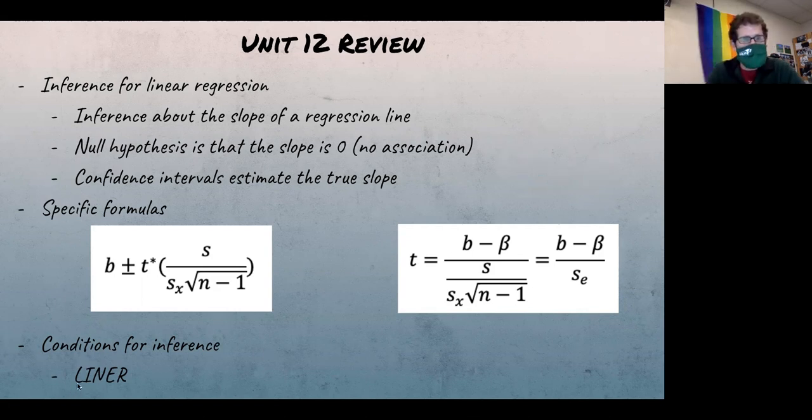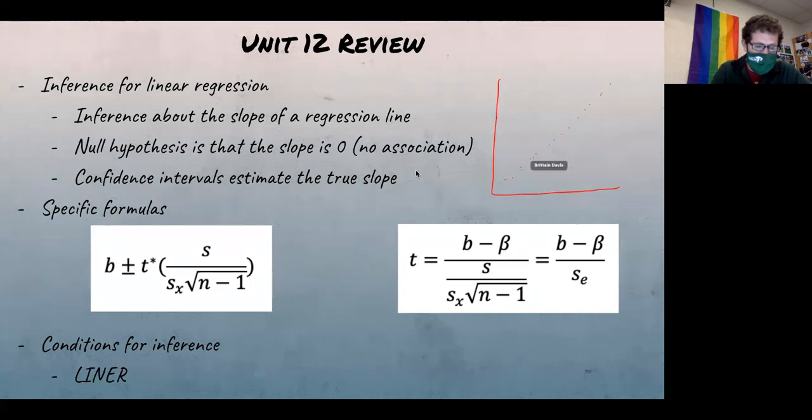But our conditions, if you remember LINER, it must be linear, it must be independent. Another way of talking about independence is that if you're sampling without replacement, you have to draw less than 10% from the population. So independent is another way of talking about the 10% test. N means it must be normal, and we check that with the normal probability plot, where we're looking for a straight line. We can also look at the residuals, and the residuals should be normally distributed.